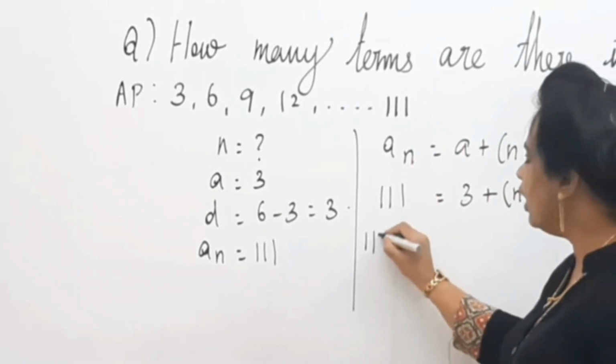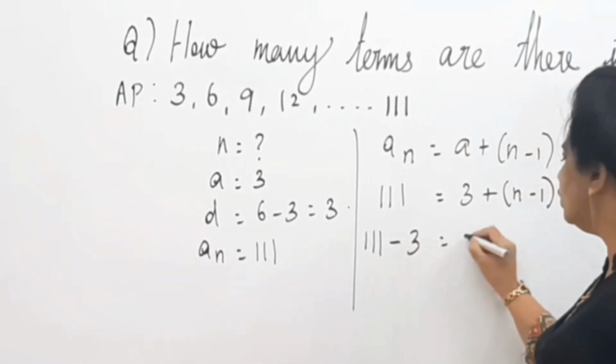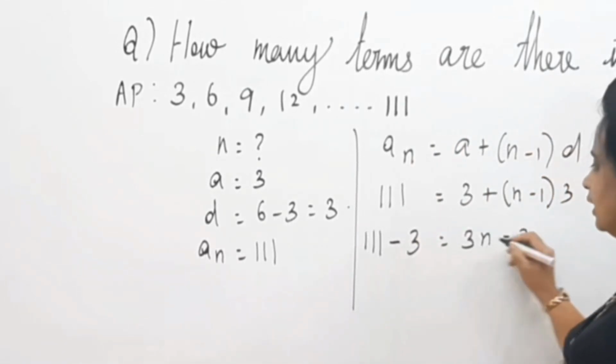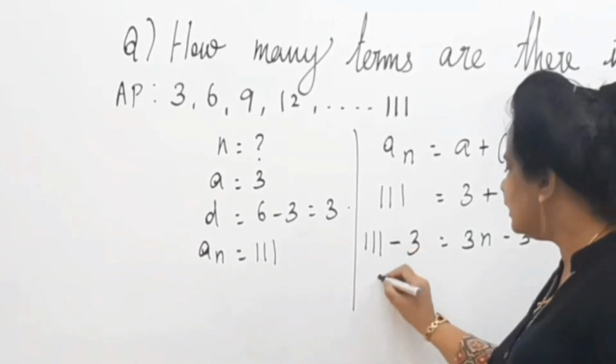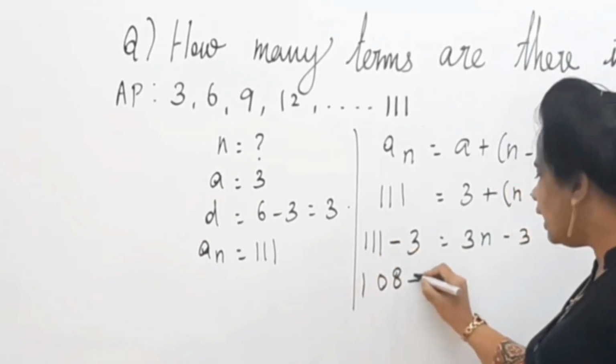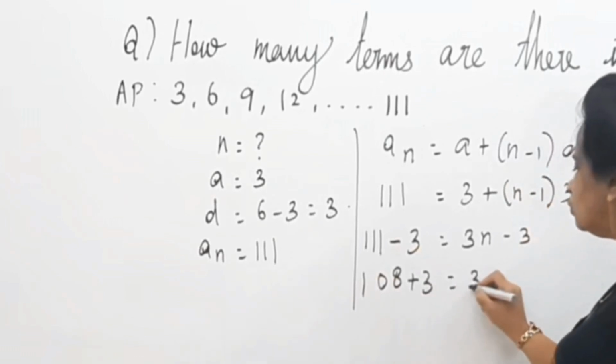So 111 minus 3 equal to 3N minus 3. So 111 minus 3, 111 minus 3 is 108, and then 108 plus 3 equal to 3N.